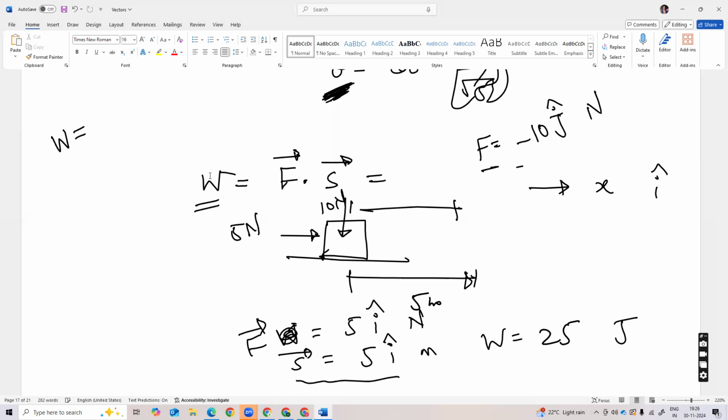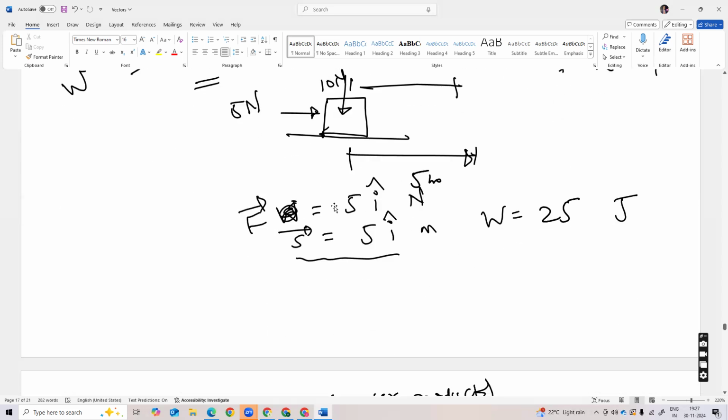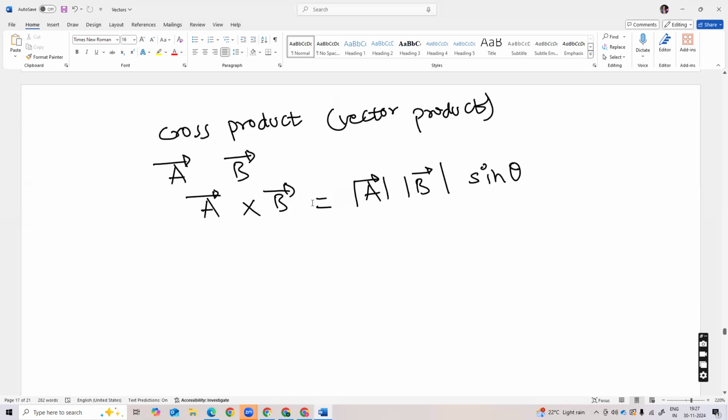work will be dot product of force into displacement. So it will be dot product of minus 10j dot 5i. As you know that j and i are perpendicular, their dot product will be 0. Therefore, work done by this vertical force on this body will be 0, because movement is taking place in horizontal direction or x direction. So this is how it is important.